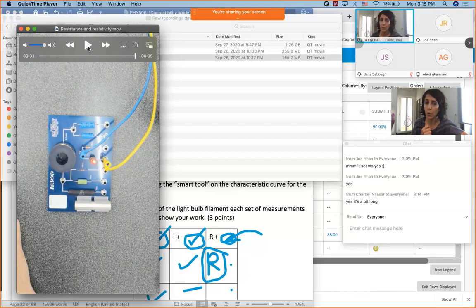So if it's all lab reports are long, I'm gonna give you extra time and shorten the lab reports. But the lab reports, I believe, are gonna be really short in the coming weeks. So maybe the length will not bother you anymore. And yes, I can give you a longer deadline.